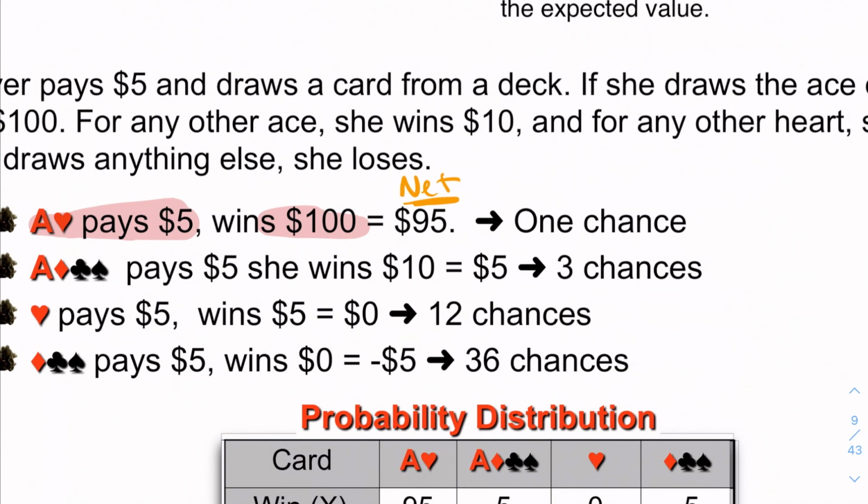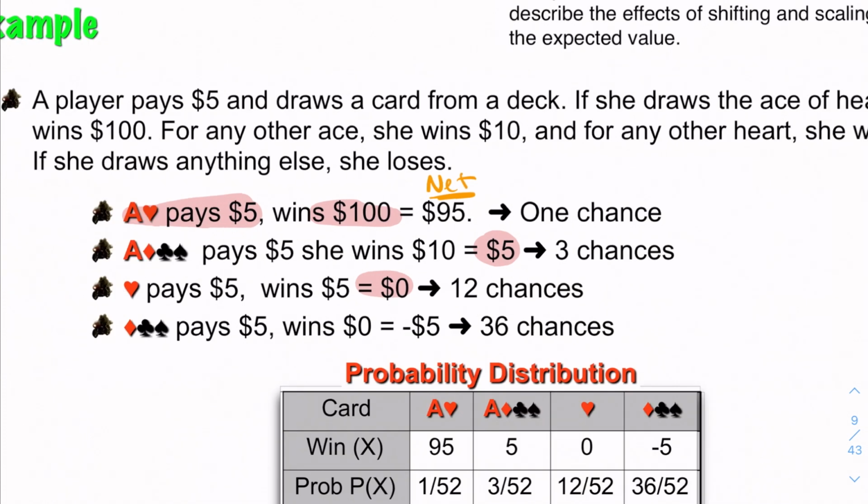For any other ace, you win $10. You pay 5, you win 10. That means you're up 5. And there's 3 out of 52 aces left in the deck. If it's a heart, which is not 13 but 12 chances, because we already considered the ace of hearts, note some conditional, so that's 12 out of 52, you get your $5 back. So you net 0. And then if you get anything else, which is 36 out of 52, you lose $5.